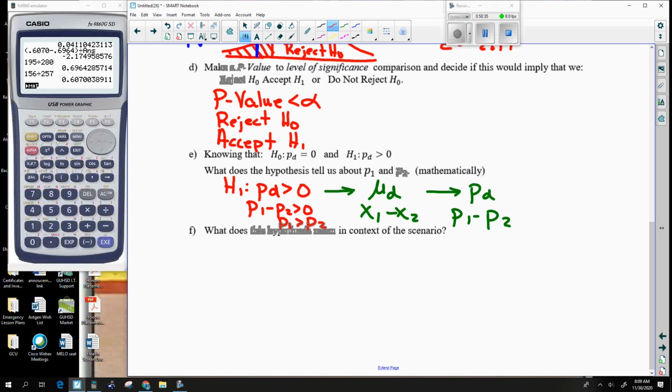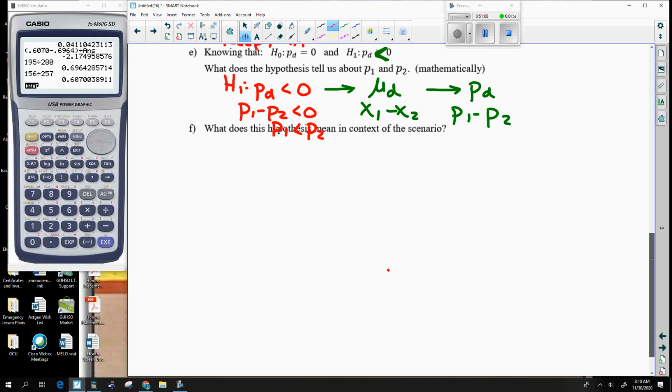Or excuse me, I'm sorry, because this is the left tail, it's going to be is less than. Again, I'll have this all fixed by the time you see this paper. Yeah, that's what that means. So the probability of 1 is less than the probability of 2.